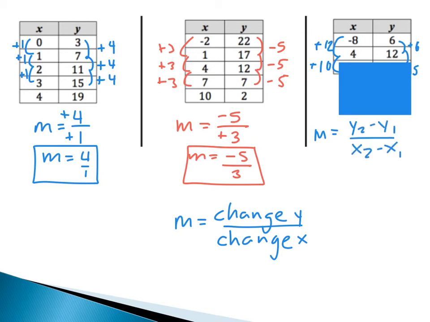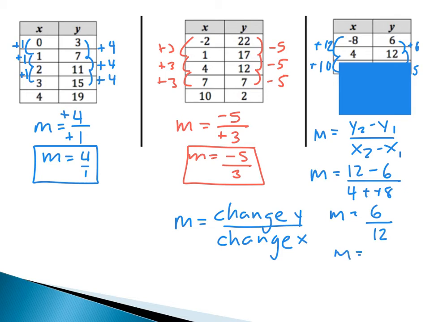So where do I get these from the table? Well, my y2 is going to be my second y value, so 12. Minus 6 is my other y value. Then if I started at 12, I'm going to start at 4. And I'm going to do 4 minus negative 8. Okay, what's that going to give me? Well, 12 minus 6, that's going to give me 6. 4 minus negative 8, I'm going to add those. That's going to give me 12.